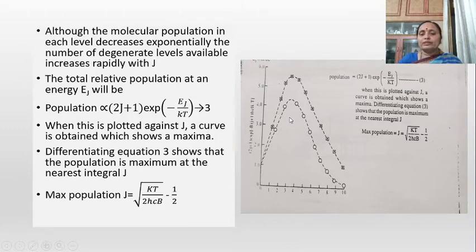So at this case the population is going to be maximum, that is, the expression is given as J equal to the square root of kT by 2hcB minus 1 by 2. This was regarding the Maxwell-Boltzmann distribution of the population, when the molecules get excited or undergo transition from one energy level to another energy level.